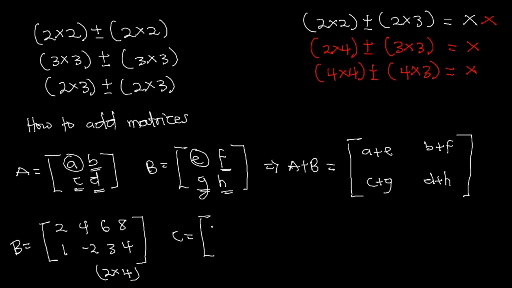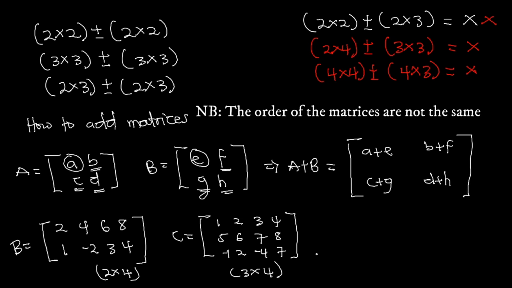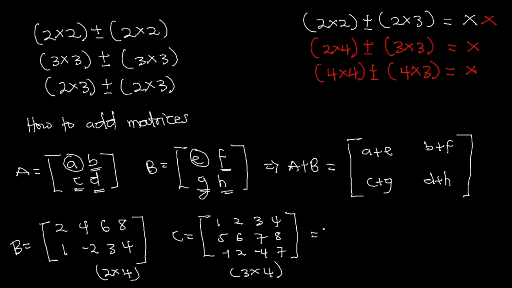And we have matrix C, which is a 3 by 4 matrix, so I have 1, 2, 3, 4, 5, 6, 7, 8, -1, 2, -4, 7. Here I have 3 rows and 4 columns, so this becomes 3 by 4. Now the fact that the order of these two matrices is not the same means we cannot add them. So if we are supposed to add B to C, this is what we are supposed to get.